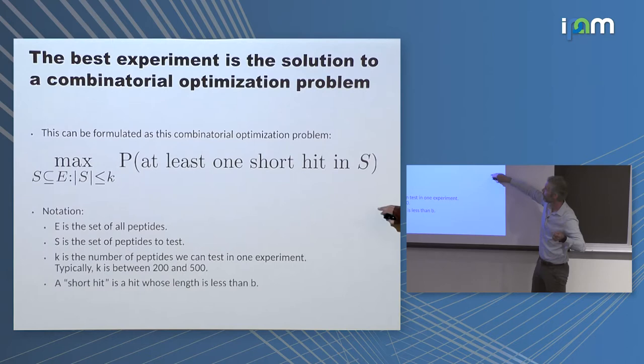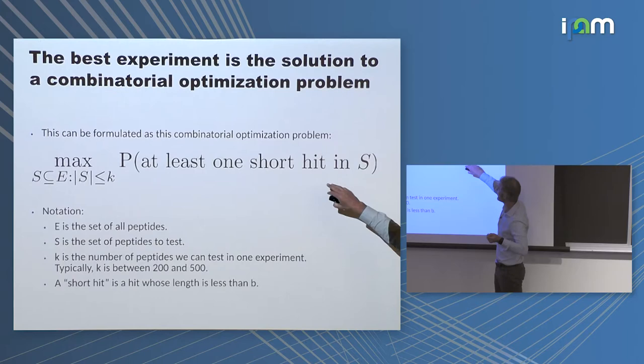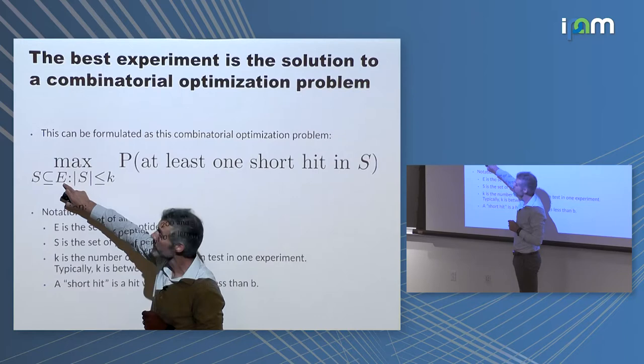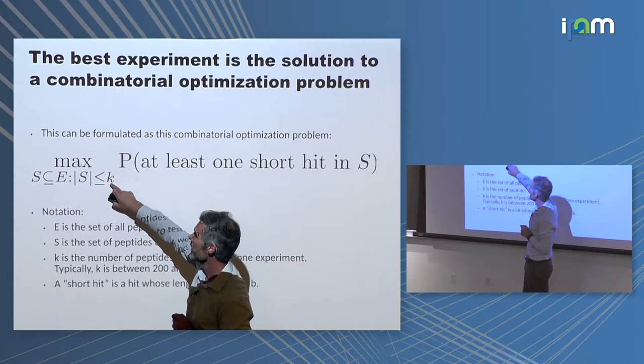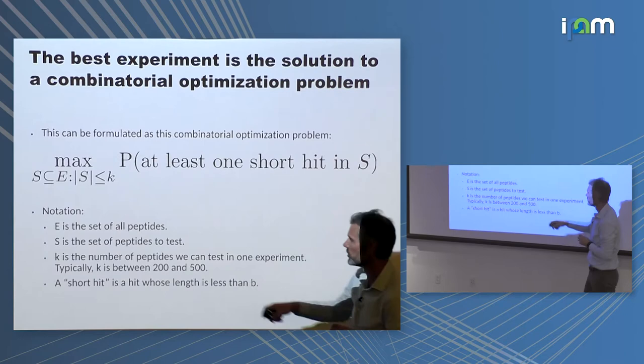As an operations research person, I like optimization problems. Here's the optimization problem that this goal translates to. My objective function is the probability of there being at least one short hit in the set of peptides that I choose to test, S. S is a subset of the space of all peptides, and the number of elements in S has to be less than or equal to the maximum number of peptides I can test in an experiment, which is typically somewhere between 200 and 500, depending on how many spots my collaborators want to give me on the membrane.